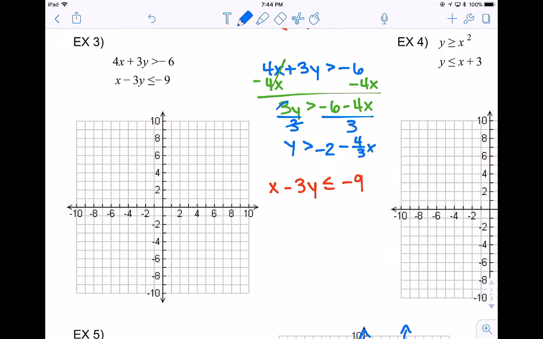So we'll plot our y-intercept at negative 2, and then with a slope of negative 4/3, we can move down 4 and right 3, or up 4 and left 3.